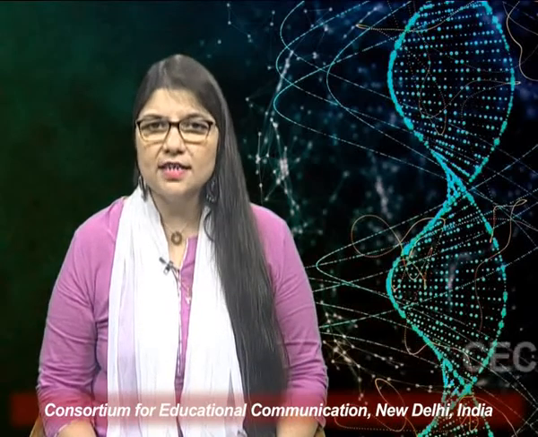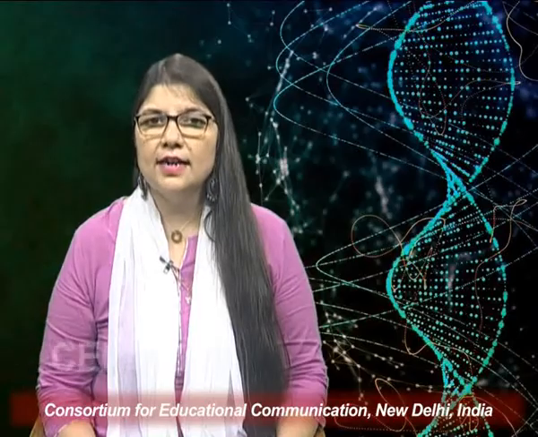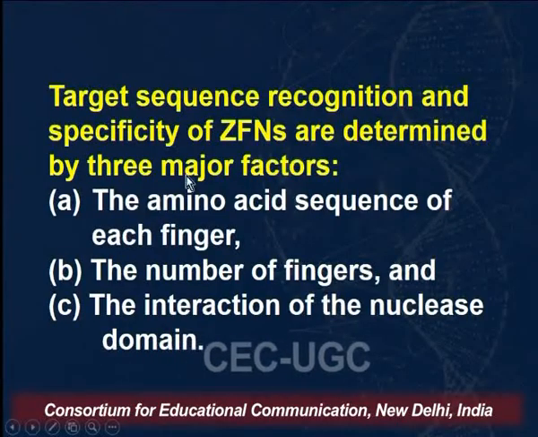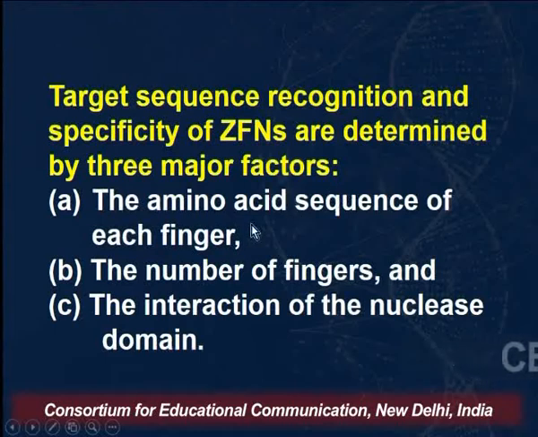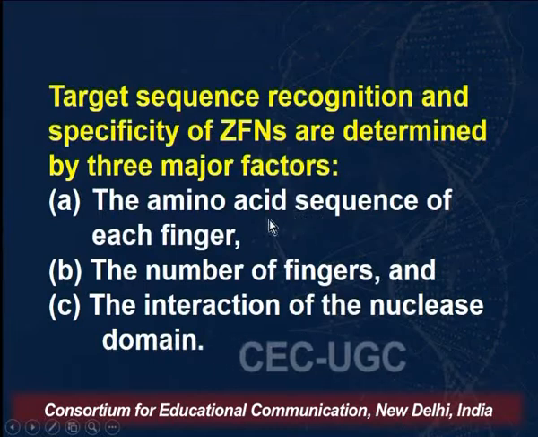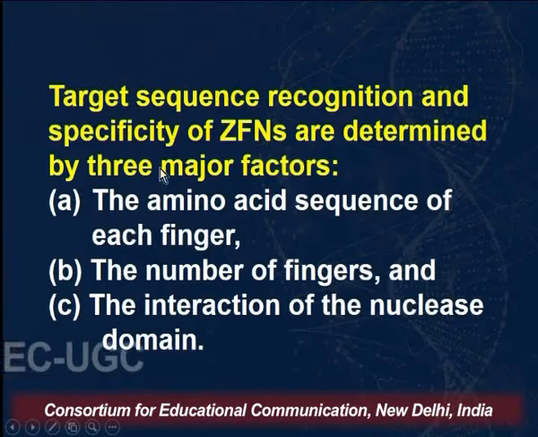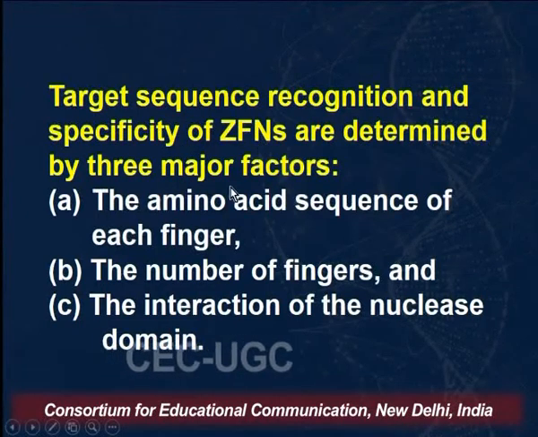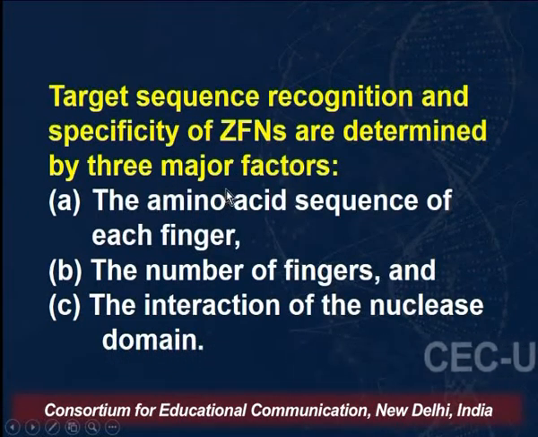The target sequence recognition and specificity of ZFNs are determined by 3 major factors. The first is the amino acid sequence of each finger. That 30 amino acid sequence is important and can vary from one finger to another, but the recognition and the specificity of the target sequence is highly dependent upon those 30 amino acid sequences.